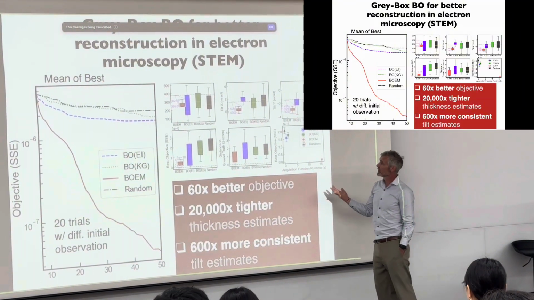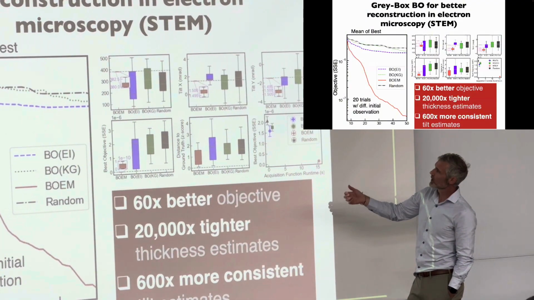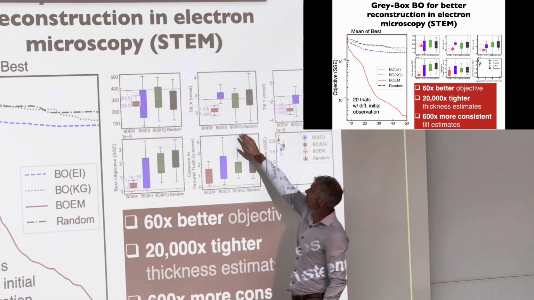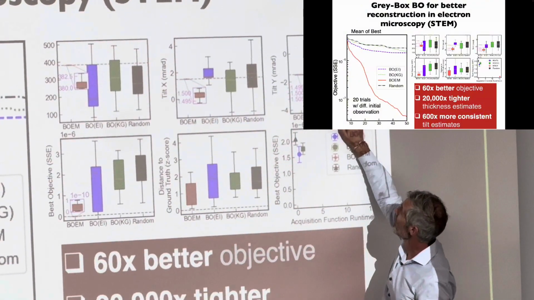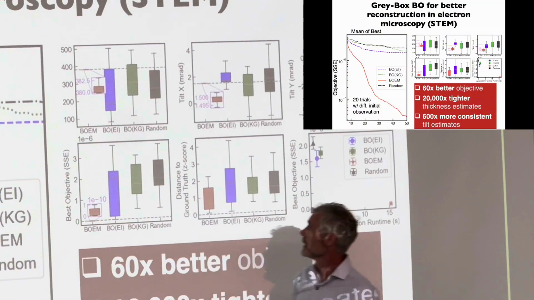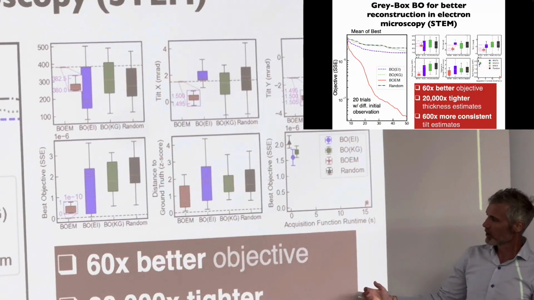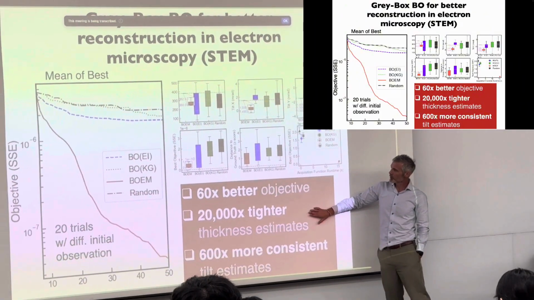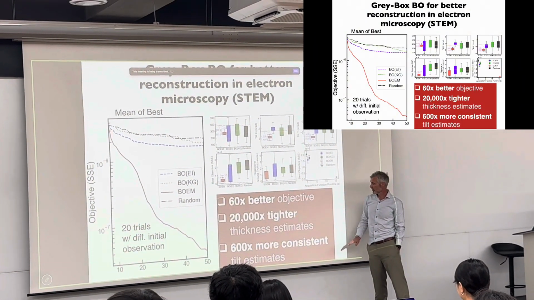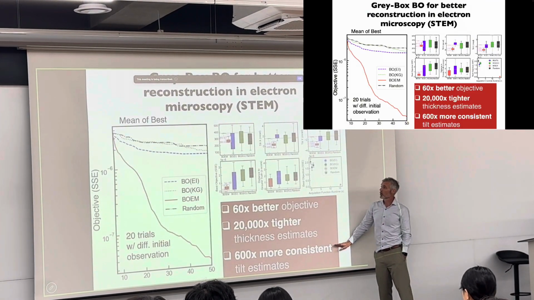Another measure of quality is the error that you get when recovering things like the correct tilt in the 2 dimensions and the thickness, and you get substantially tighter estimates of these different sample quantities, both less uncertainty and more consistent across runs.